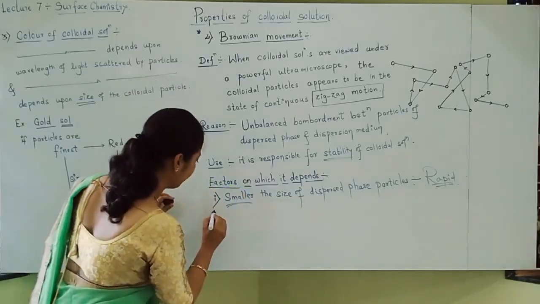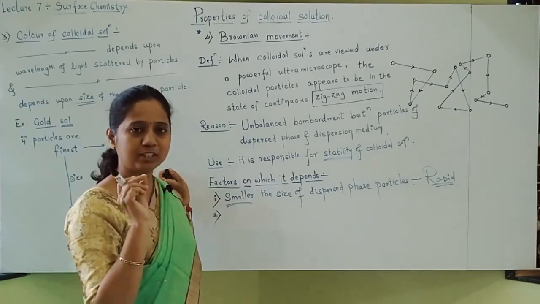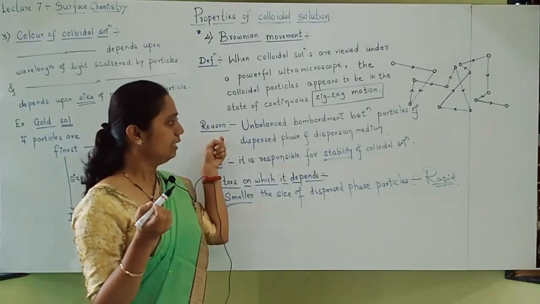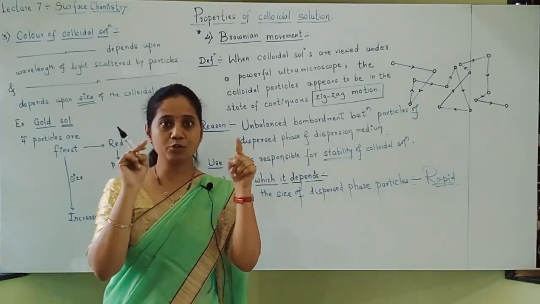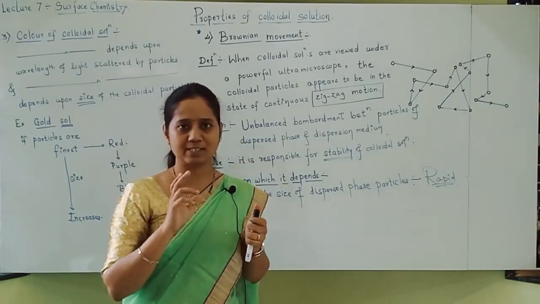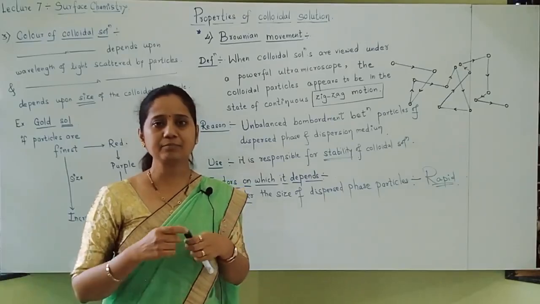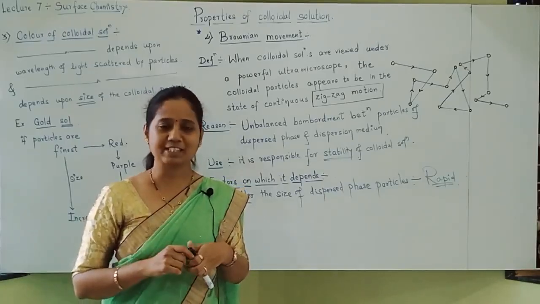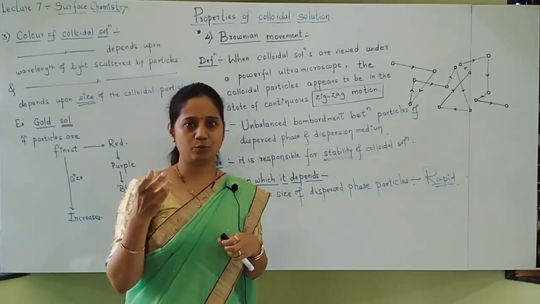Let us move towards the second factor. What again will affect this Brownian movement? Secondly, the dispersed phase particle size should be small. But how should the dispersion medium be? Should it be viscous or less viscous? I hope you remember viscosity. We have already studied this topic in first PUC, liquid states of matter. What is viscosity? Opposed to flow.